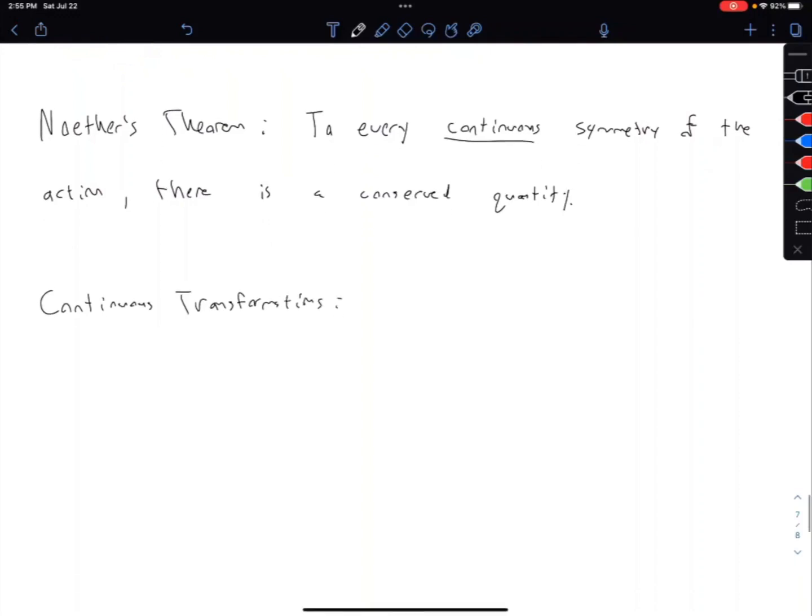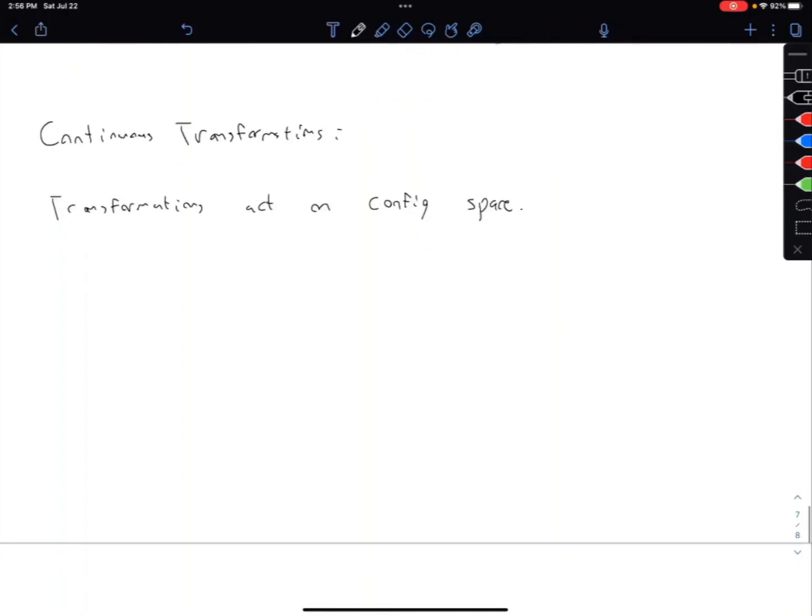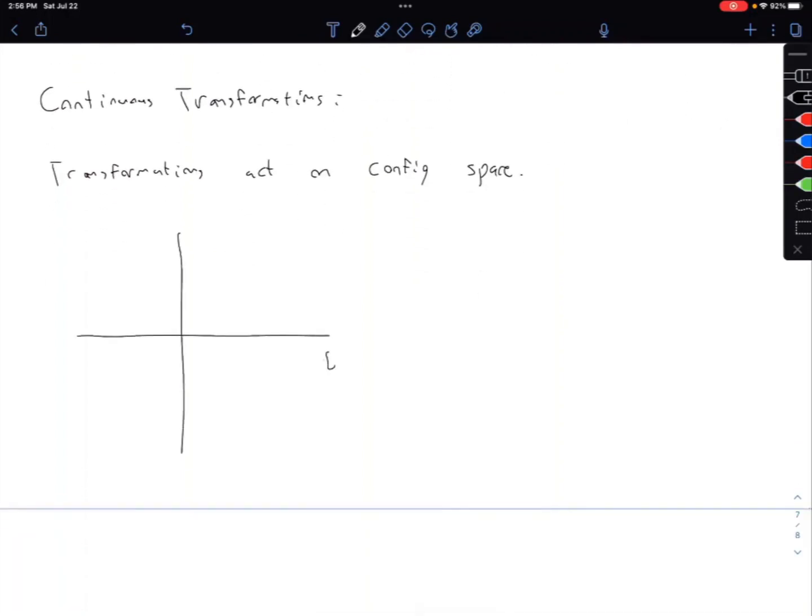Okay, so I will say that my transformations act on configuration space. What I mean by that is that here's your configuration space, and I'm going to put time in as well. By Q, again, I mean the collection of generalized coordinates. There could be many of them. This could be some very high dimensional space, and I only have two-dimensional paper. So just use your imagination and think of this axis as containing every single generalized coordinate.